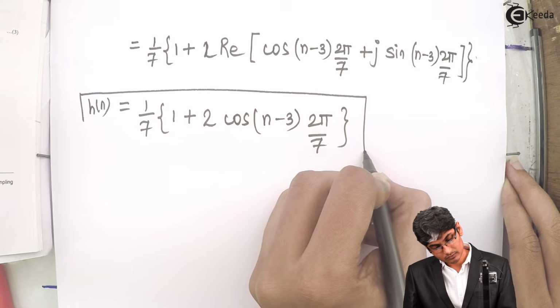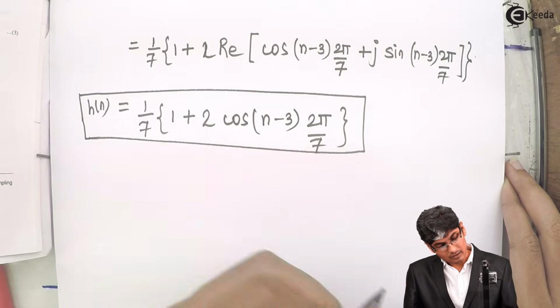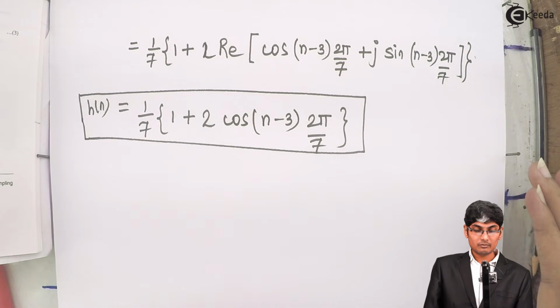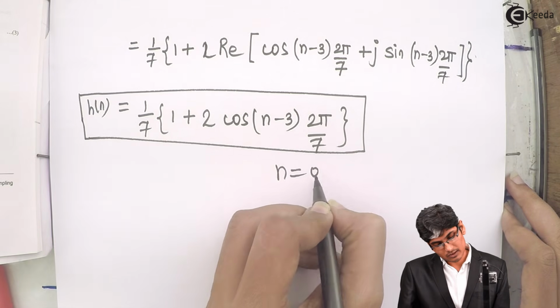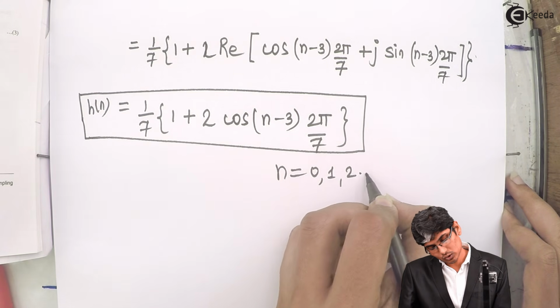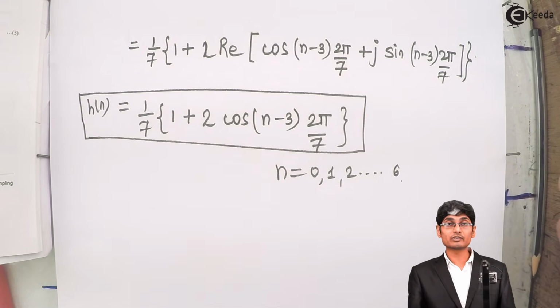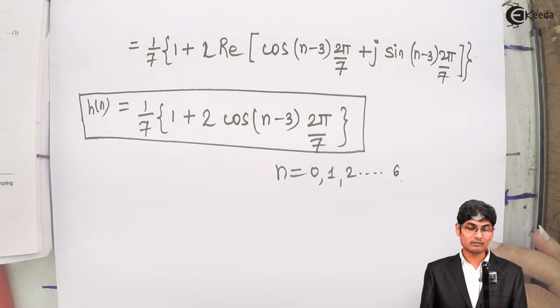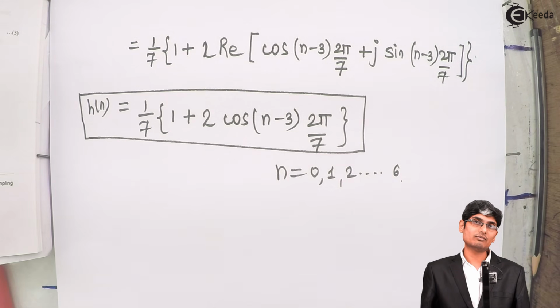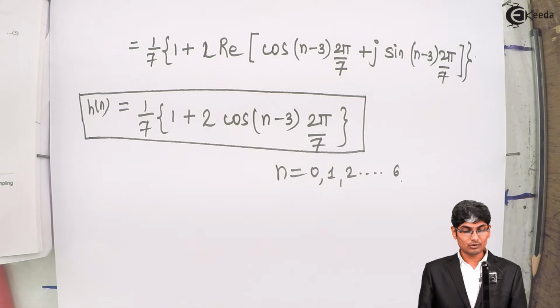Now my n will range from 0, 1, 2 to 6. That is the 7 samples that I want. So 0 to 6. Here we have to put the values of n, and you will get h of n as a finite impulse response. So this is the design methodology using the frequency sampling method. Thank you.